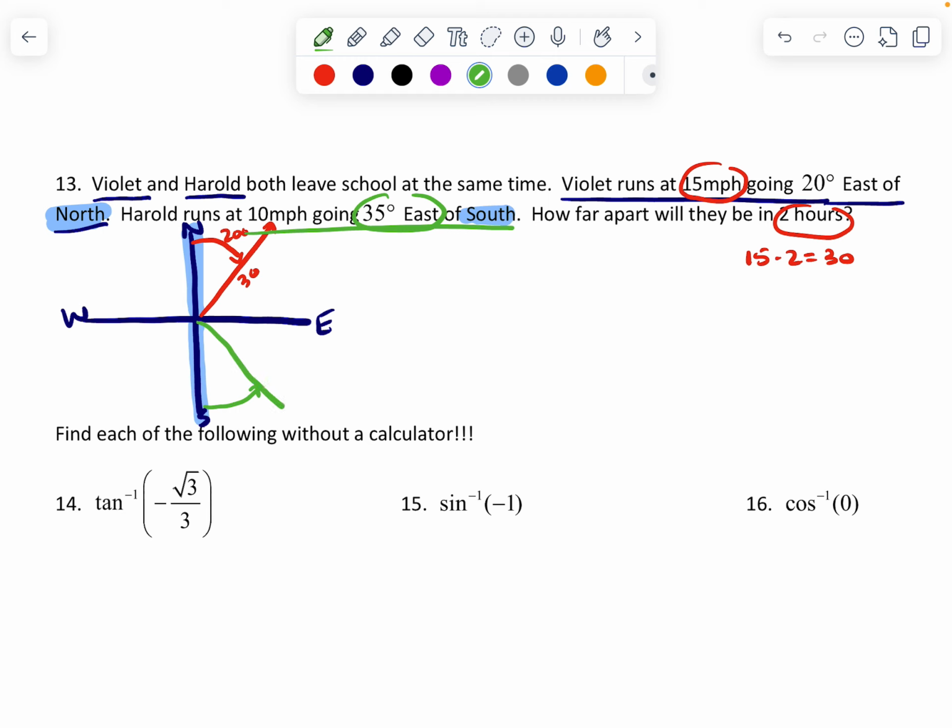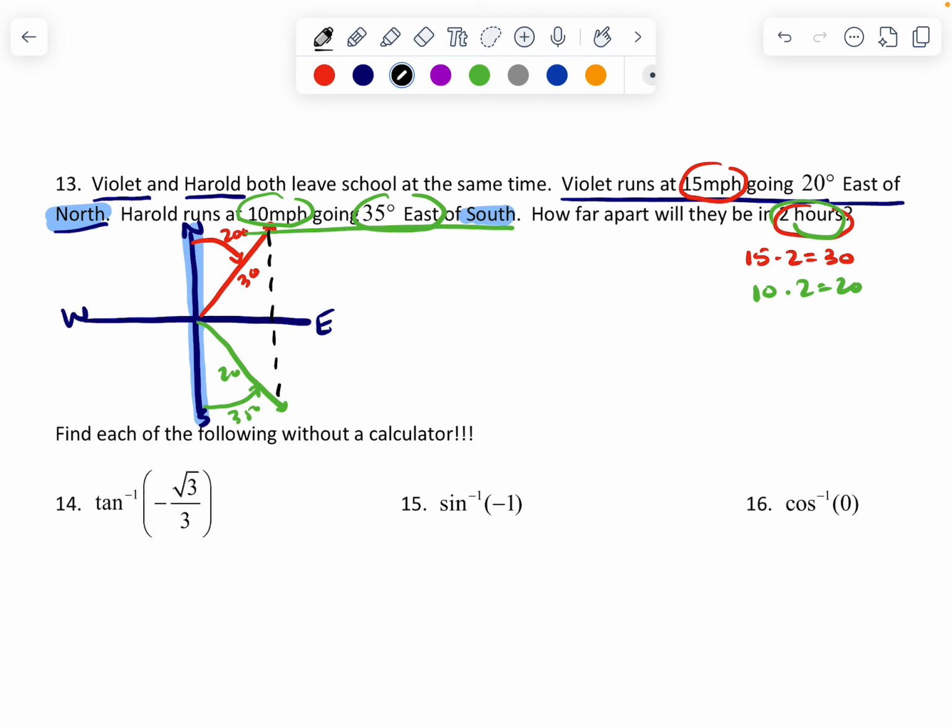Okay, and this is 35 degrees. Harold runs at 10 miles an hour, so 10 miles an hour for 2 hours. Times 2 is going to give me 20. So I can label this green thing 20. Okay, and now the question is, how far apart will they be? So I'm looking for this.